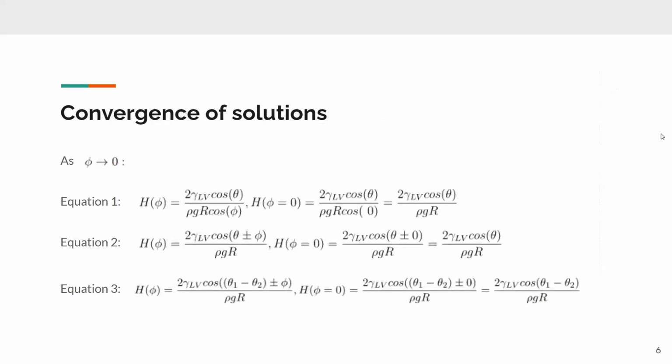Now, since these equations are supposed to be the same, they should converge at phi equals 0. For equation 1 and equation 2, obviously this is pretty straightforward. You just plug in phi equals 0 and you get a nice explanation of Jurin's law right there for those two. Now for the third one, obviously since we have two different contact angles here, it's not actually going to be the same as that, unless of course theta 2 is equal to 0 as well. But mostly they do converge at 0.